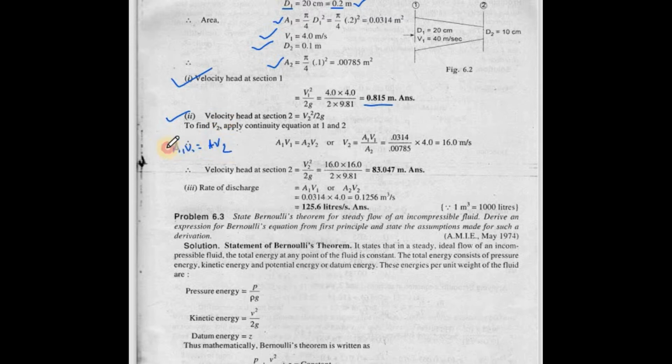So we have got the first area and the first velocity, we have got the second area, and from here we can calculate the velocity at the second point. So after using this equation, we have got the velocity as 16 meter per second. After putting this into this velocity head formula, we can easily calculate the velocity head. So velocity head is given by v2 square, that is 16 into 16 divided by 2 into 9.81. So this is the velocity head at section 2.